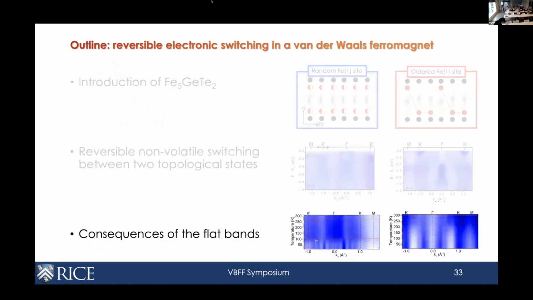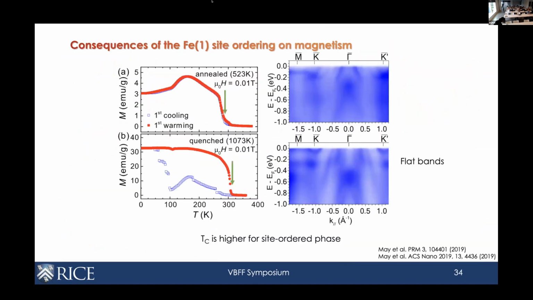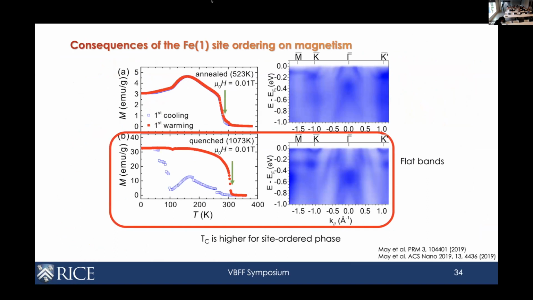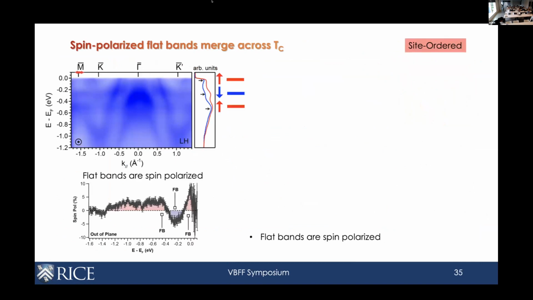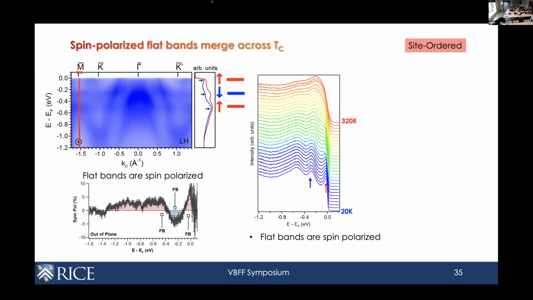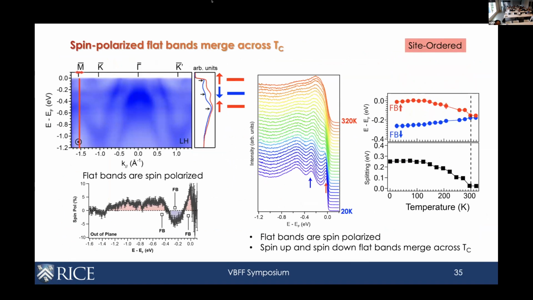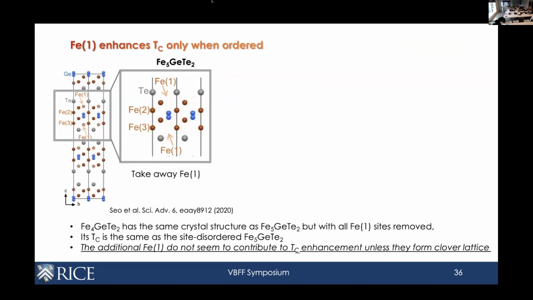I will skip the switching part, and I will just show you one last thing. What is the consequence of this? If you look at the TC for this material, they're also different depending on which phase they're in. The one with the flat band actually has a higher TC. We've also done spin resolved RPES and see that the flat bands actually merge together across TC, and they're spin polarized. So this is a very nice example of the flat band responding to the ferromagnetic order.